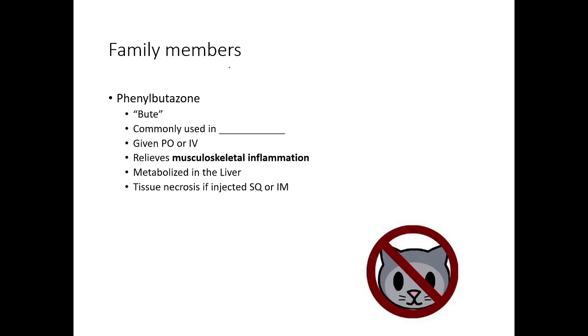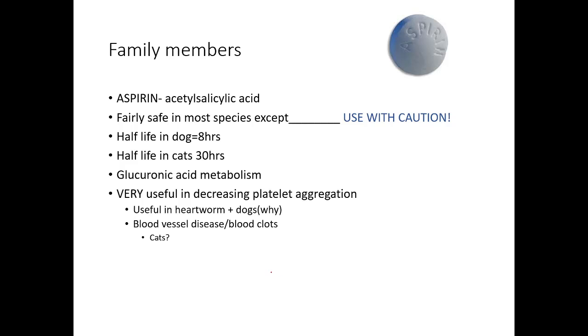Some family members of these non-steroidal anti-inflammatories. The first one we're going to talk about is bute. It is commonly used in horses. We give it per os, by mouth, or IV. It relieves musculoskeletal inflammation, meaning the muscles or the skeleton, the bones or the muscles. It's metabolized in the liver. We can get tissue necrosis if we inject it sub-Q or IM, so we give it IV or PO. Do not use in cats, because they're very susceptible to it.